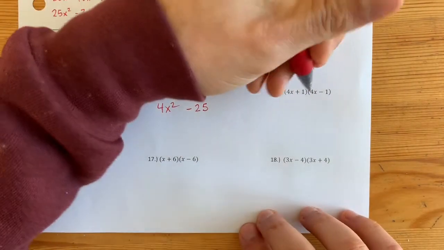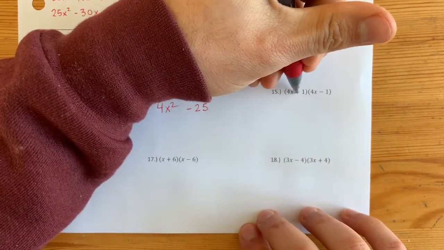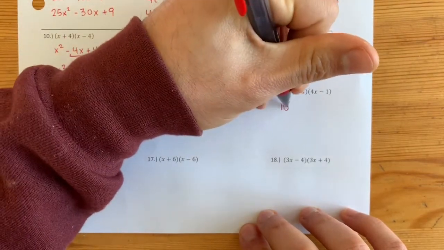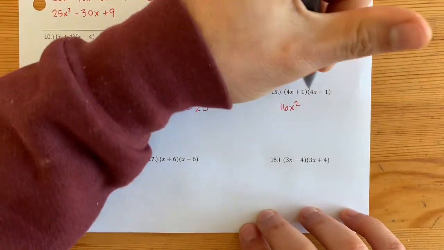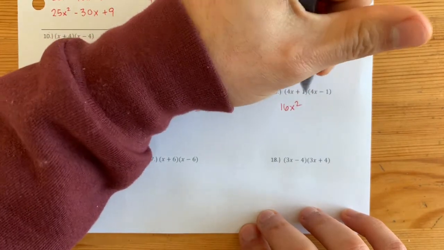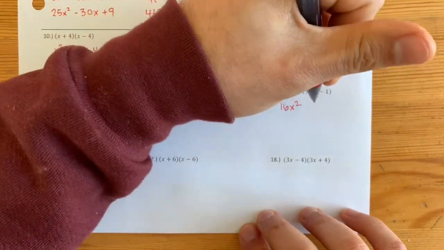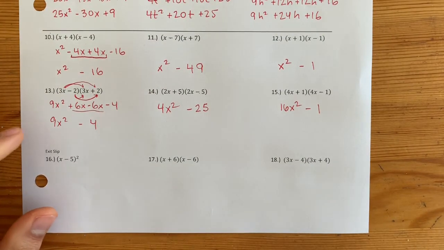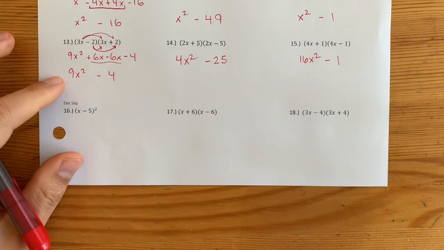Same thing here. First, we know they're gonna cancel out. So first is 4x times 4x is 16x squared. The outer, the inner cancel out, and last is 1 times negative 1. So negative 1. All right, and then here's the exit slip.